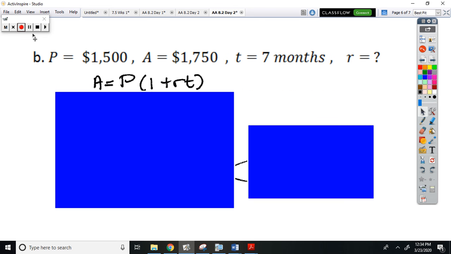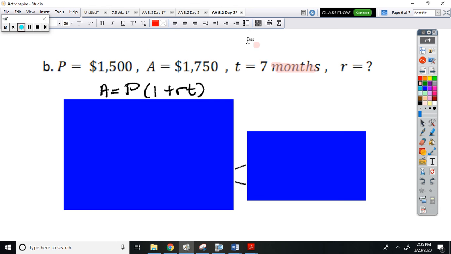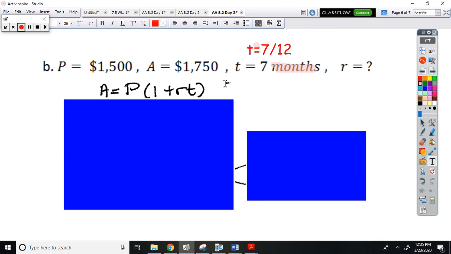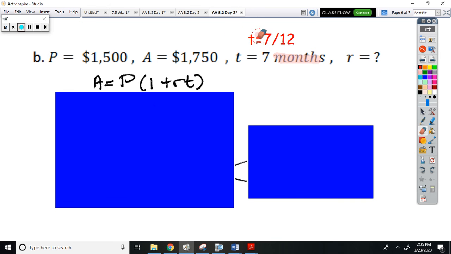Example B, again, go ahead and pause the video if you would like to try this one on your own. If not, go ahead and keep listening. This one, notice we have P and A, which tells me to use this formula specifically. Again, T is in the wrong form. It's in months. So we're going to let T be 7/12. Now, if you type 7/12 in your calculator, you're going to get a weird decimal. You don't want to round this, okay? So when you're plugging this into the formula, leave it as 7/12 of fraction instead of rounding that decimal.